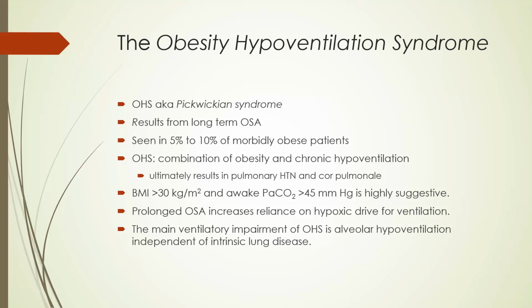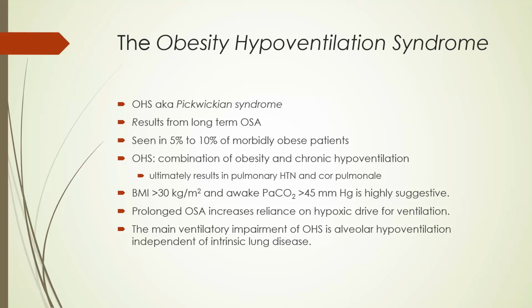Obesity hypoventilation syndrome, OHS, or Pickwickian syndrome, may result from long-term OSA that is improperly managed and is seen in 5 to 10% of morbidly obese patients. That's 5 to 10%. That's a pretty high chance. The OHS is a combination of obesity and chronic hypoventilation that ultimately results in pulmonary hypertension and cor pulmonale. The presence of obesity, defined by BMI of more than 30, and awake arterial hypercapnia with CO2 of more than 45, in the absence of any other causes for hypoventilation, supports this diagnosis.